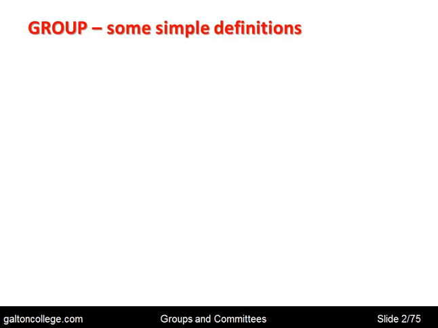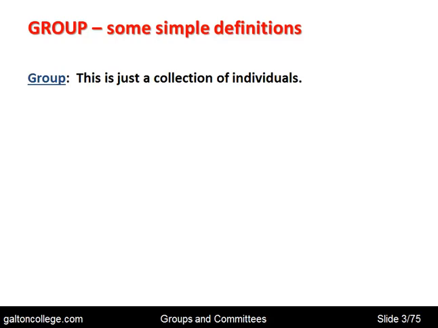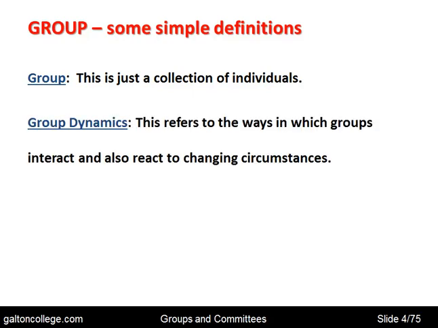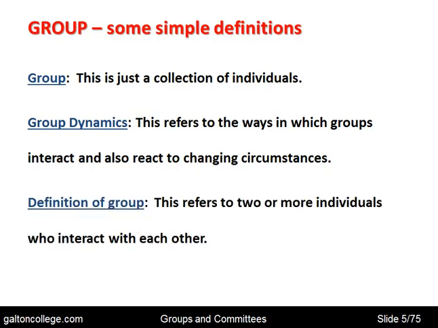So let's look at some simple definitions. Well, a group is just a collection of individuals. That's what we mean by a group. Group dynamics refers to the ways in which groups interact and also react to changing circumstances. So it's how groups behave, how they interact with each other, and indeed how one group may interact with another group, and looking at changing circumstances. The definition of a group, simply, refers to two or more individuals who interact with each other. So when we have two or more individuals, we have a group.